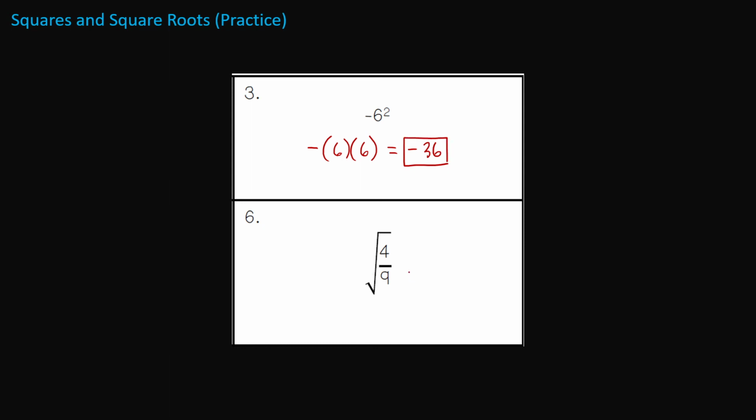Now let's say we have a fraction and we need to take the square root of that fraction. Here's how that actually works. I'm going to take the square root of the numerator and denominator separately. So the square root of 4, when we look at this, it's asking what number times itself equals 4. And this is the principal root, the positive root. The square root of 4 is 2, because 2 times itself is 4. The square root of 9 is 3, because 3 times itself is 9. So the square root of 4/9 is actually 2/3.